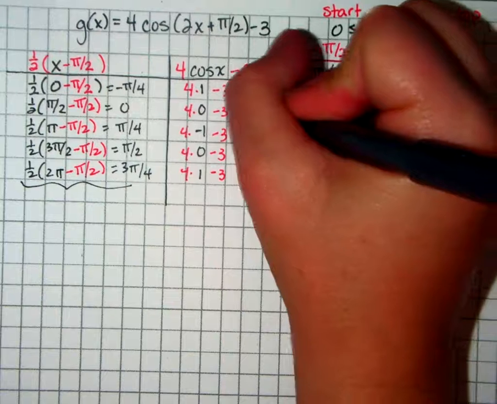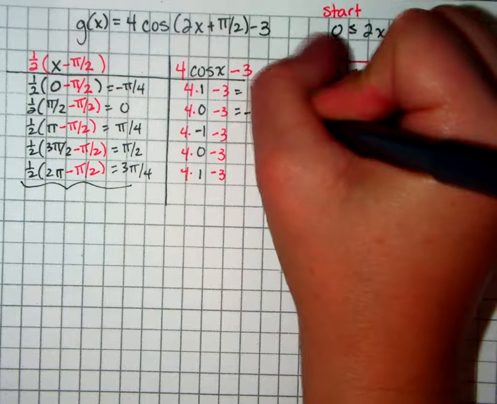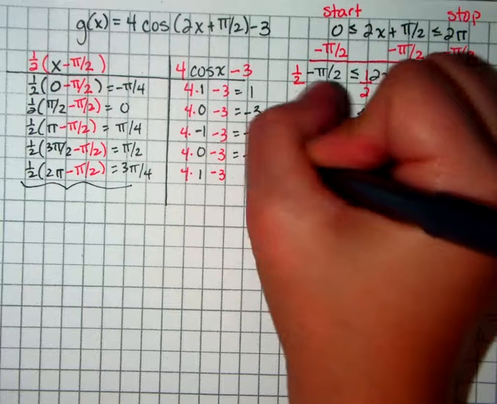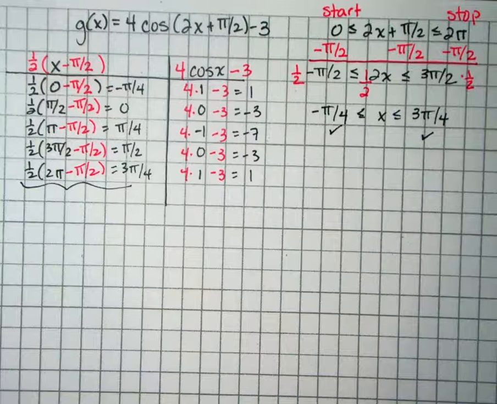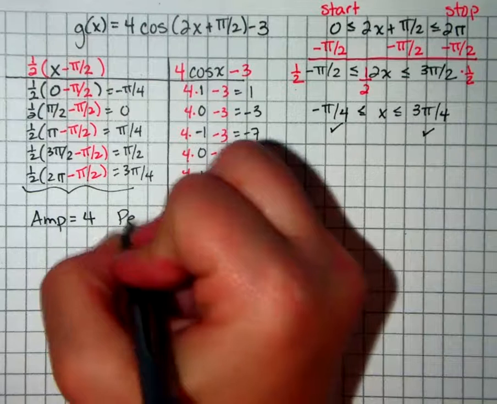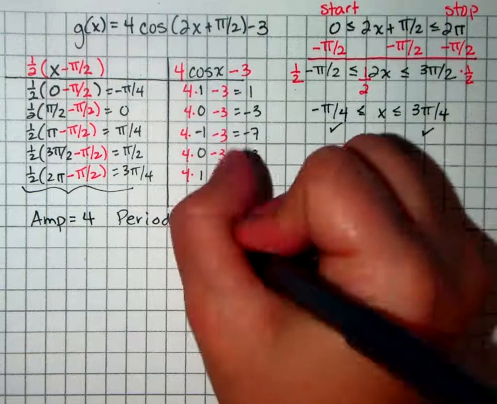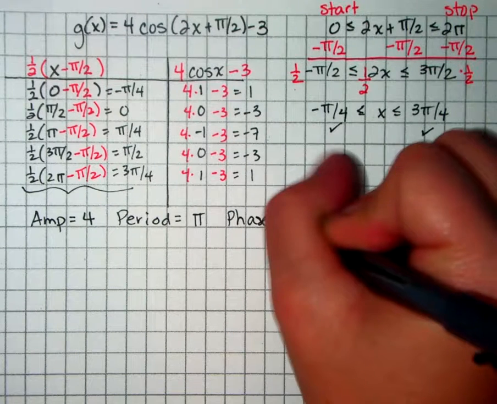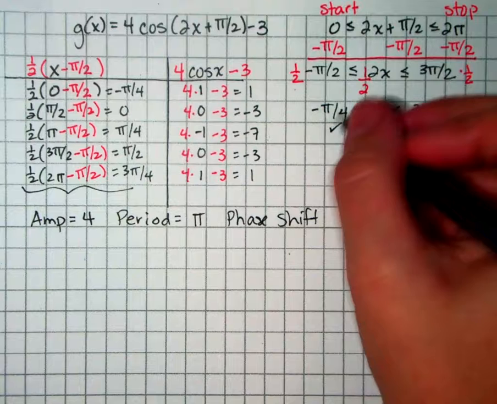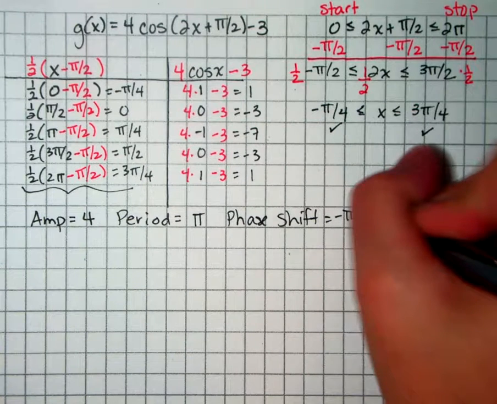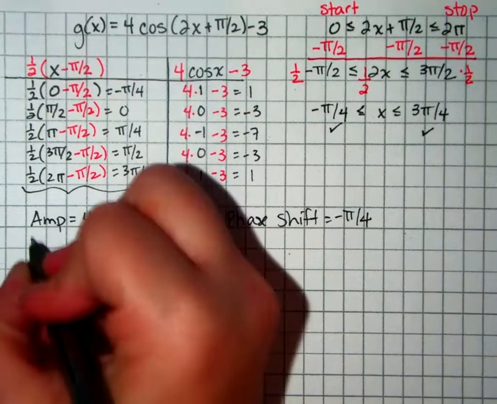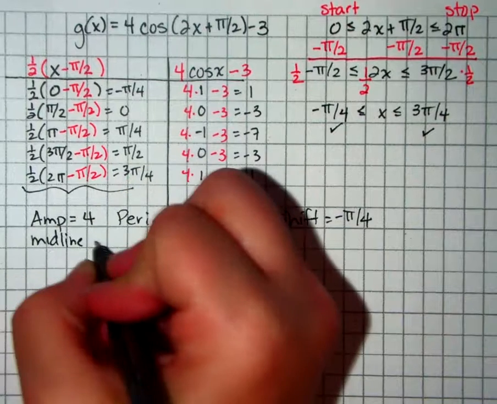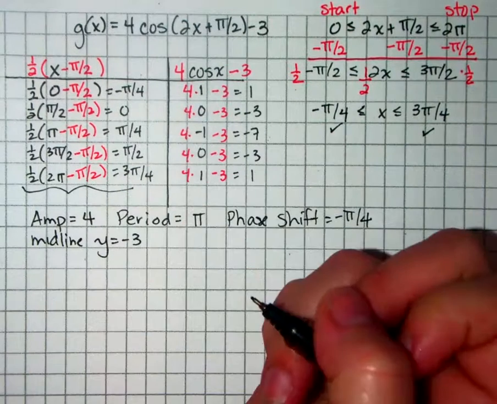And that's why I wanted to look at it again so we can try to get a little guide to help us out. And so those are going to be my new coordinates. And so when I'm looking at all the rest, my amplitude was 4. Again, my period is pi. My phase shift, if I look at how that shifted, is negative pi over 4. My midline is going to change to y equals negative 3.